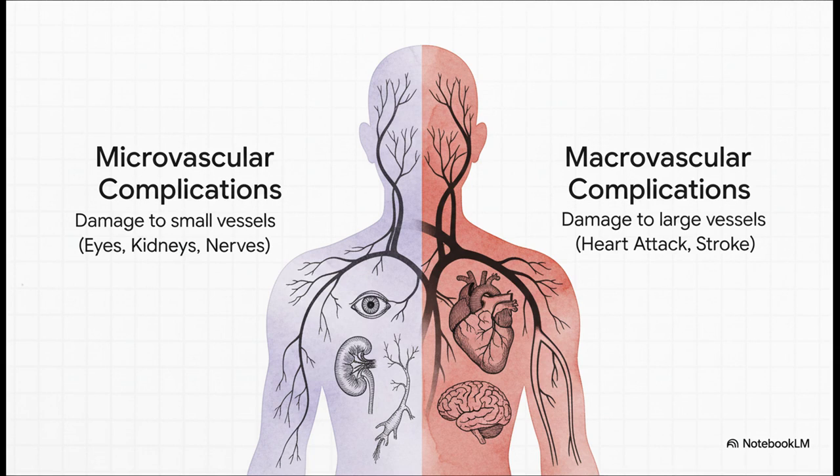So, the problem with having high blood sugar over a long period of time is that it's just really tough on your blood vessels. It damages them. We usually break this damage down into two categories. First, there's microvascular damage, which affects the tiny, delicate blood vessels in your eyes, kidneys, and nerves. And then there's macrovascular damage. This is the big stuff, damage to the large arteries that can lead to heart attacks, strokes, and circulation problems.